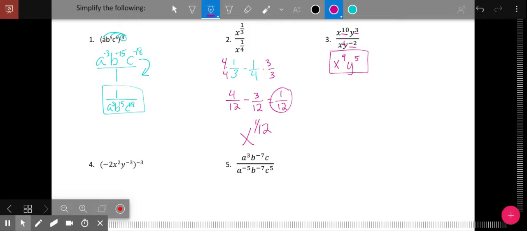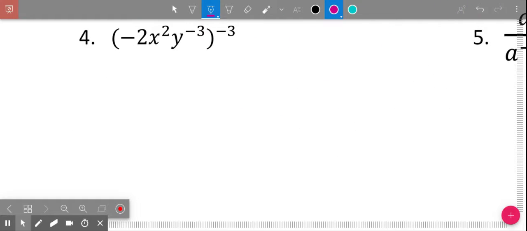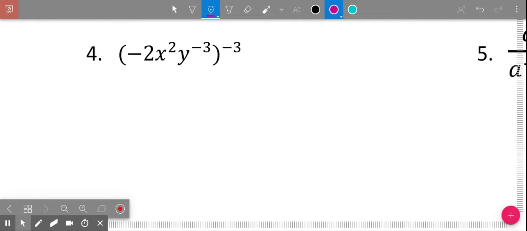All right, so I hope you tried to do number 4 on your own. For this one, we are going to apply our negative 3 to everything inside the parentheses. That's our power to a power rule. So when I do that, I'll get negative 2 to the negative 3, and I'm going to multiply the rest of the exponents. So I'll have negative 2. Remember, I've got to put that in parentheses because it's got that negative in front of the 2 to the negative 3.